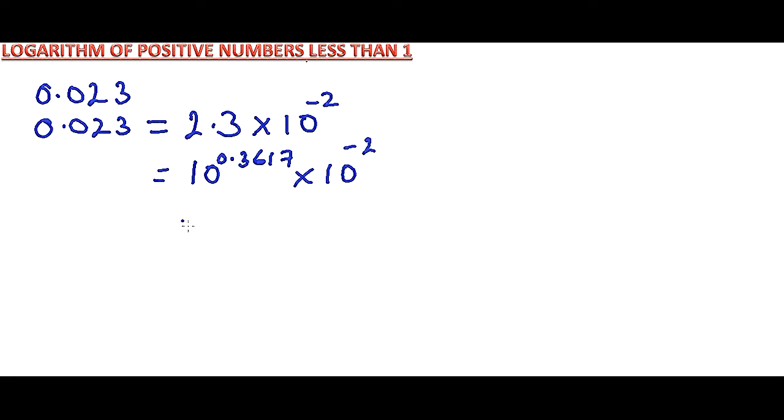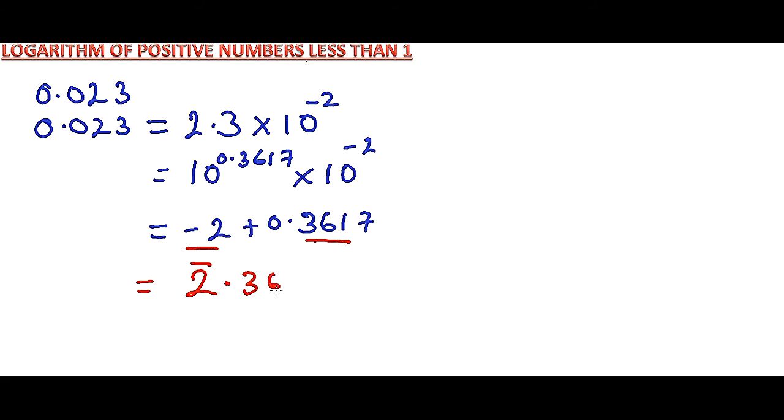Now here, for us to get the logarithm, we need to add minus 2 plus 0.3617. This is a negative number, that is minus 2, and this is a positive number. Under normal circumstances, we would say this plus this and work it out. But in logarithm, we don't do it like that. We write this as 2 bar point 3617.